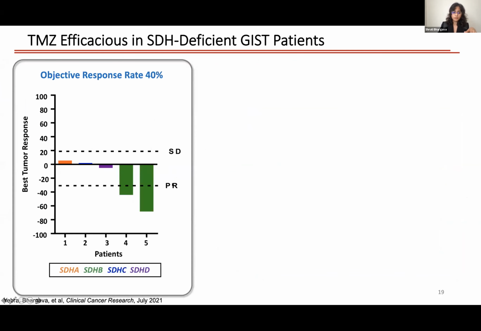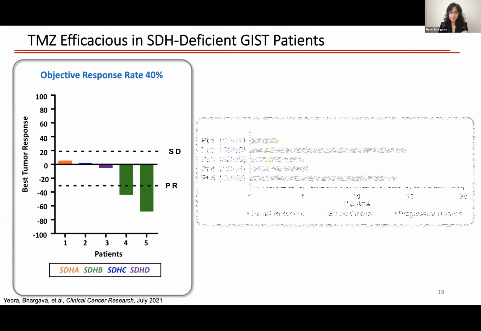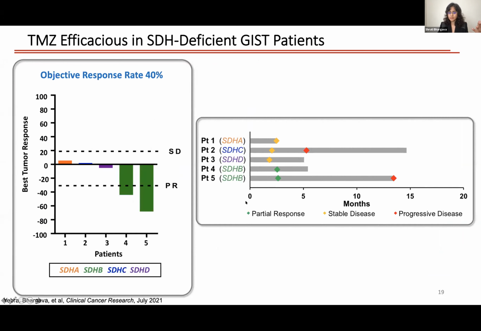We also saw that there was either a partial response. Out of the 5 patients who were treated, 2 were giving partial response, whereas others were giving a stable disease. As is also evident here in the swimmer's plot, where we do see that 2 patients were having a partial response, whereas others were showing a stable disease. And I just want to point out here that the patients were coming from SDH-A mutant GIST, SDH-B mutant GIST, SDH-C mutant, as well as SDH-D mutant GIST.